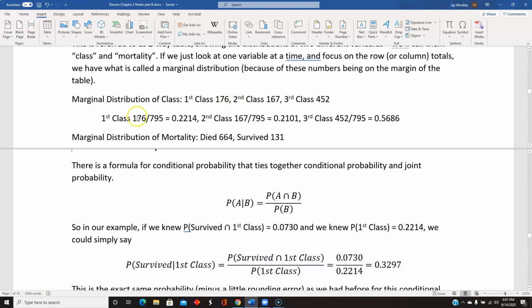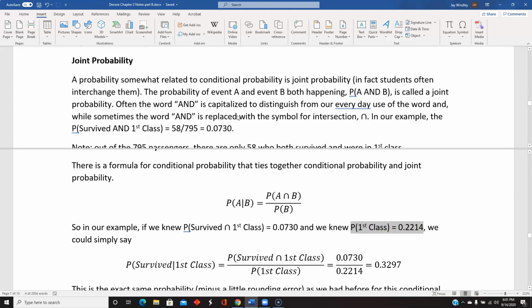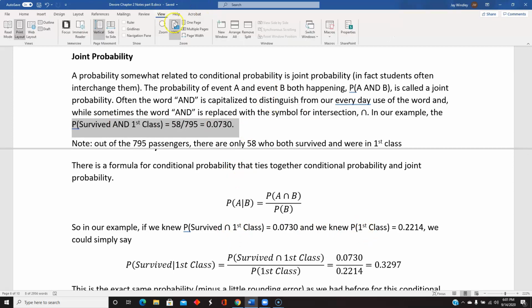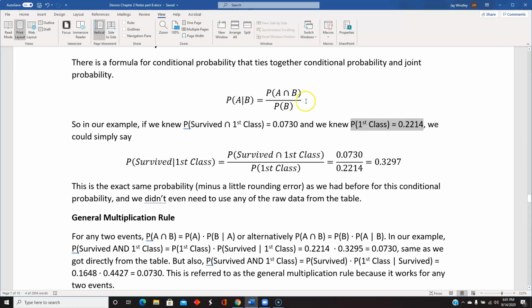But suppose we had figured out somewhere before that the probability someone is in first class is 0.22. So I'm going to write that down right here. And suppose we know that the probability that someone survived and was in first class, right here, is 0.07. So if we know those two probabilities, then we can use them in a formula. The probability that someone survived, given that they're in first class, is the probability that they survived and they're in first class divided by the probability that they're in first class.